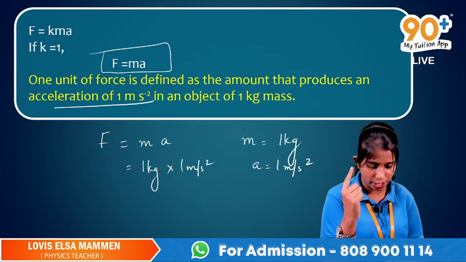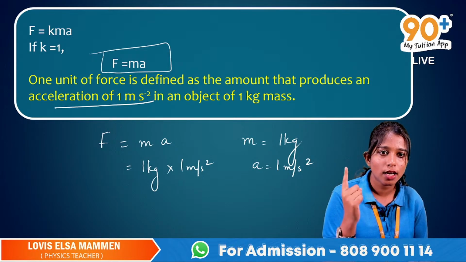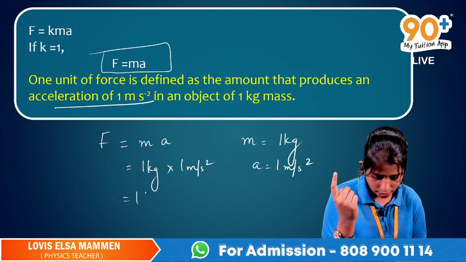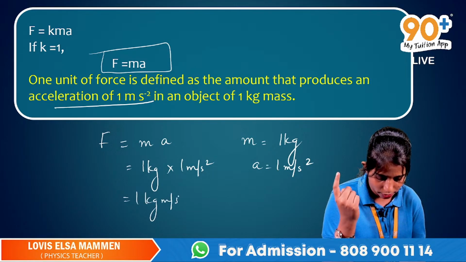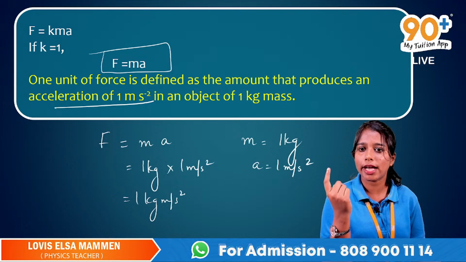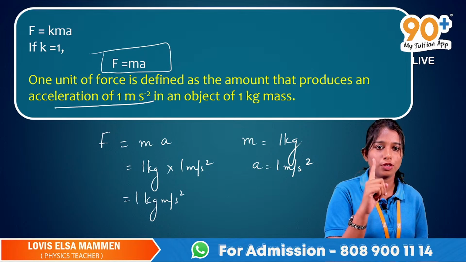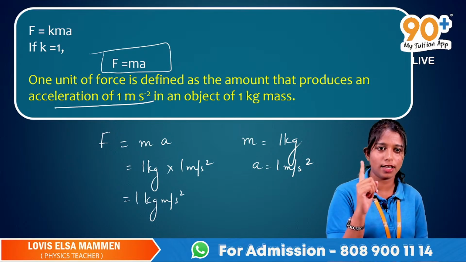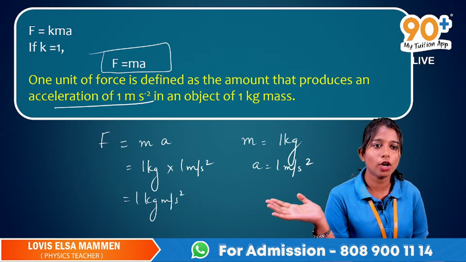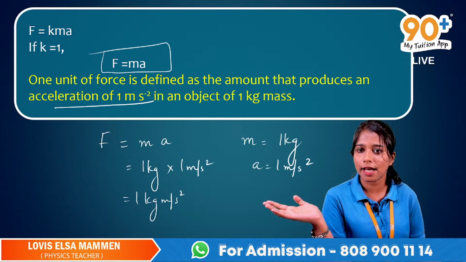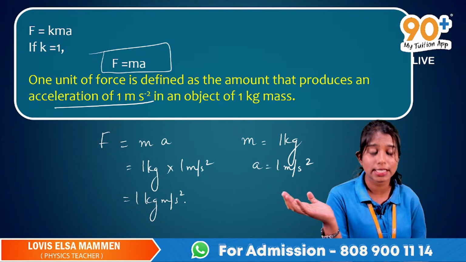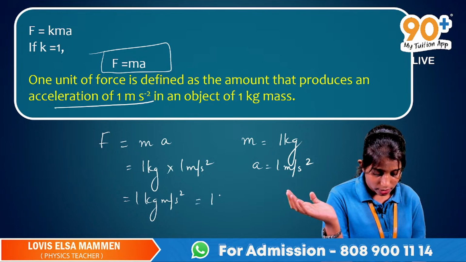What do we get? 1 into 1, right? What is that? We get 1 kilogram meter per second square. Yes, so that is 1 unit of force. Is it one force, a single force? Or what can we call this 1 kilogram meter per second square? We can call it 1 Newton.